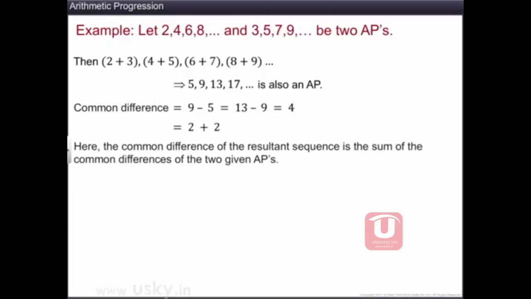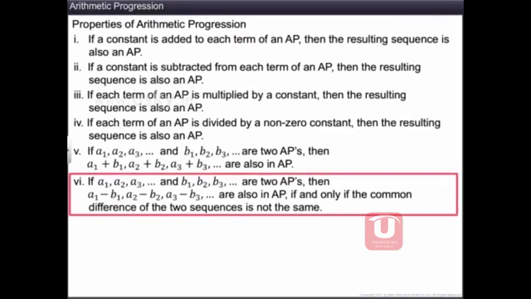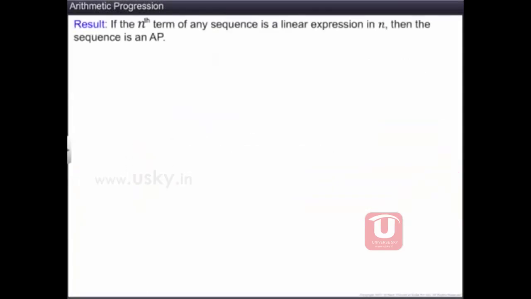Similarly, if the corresponding terms of two arithmetic progressions are subtracted, then the resulting sequence is also an arithmetic progression, provided that the common difference of the two given sequences is not the same. Let us now prove one more result. That is, if the nth term of any sequence is a linear expression in n, then the sequence is an arithmetic progression.